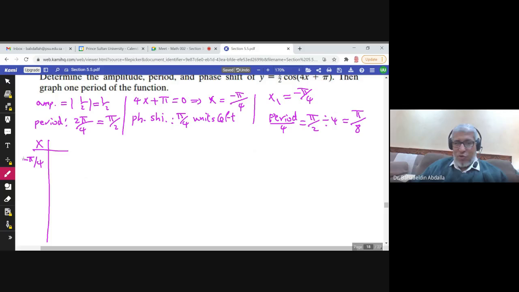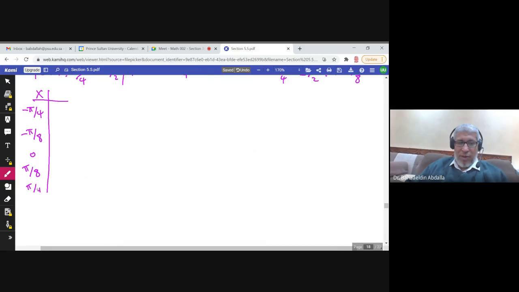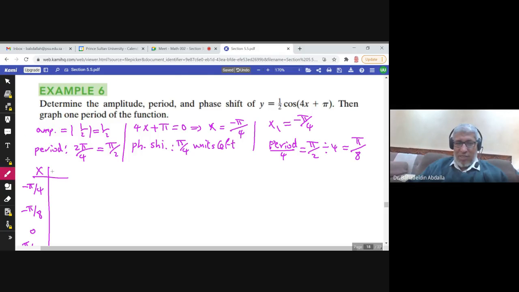This is negative 2 pi over 8. If you add pi over 8, you get negative pi over 8. Plus pi over 8, 0. Plus pi over 8, pi over 8. Plus pi over 8, pi over 4. Now you can check your answer. Find pi over 4, the last one, minus pi over 4, the first one. It would be plus, and it would be pi over 2, which is the period. So that's correct.